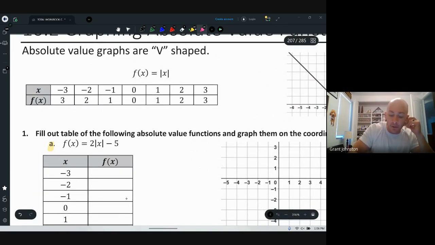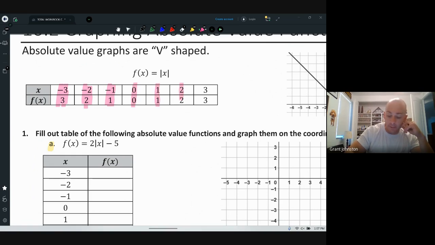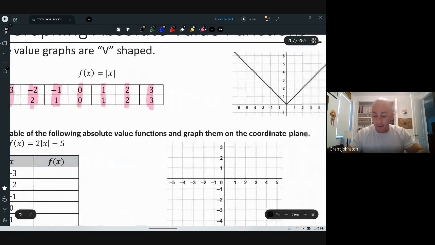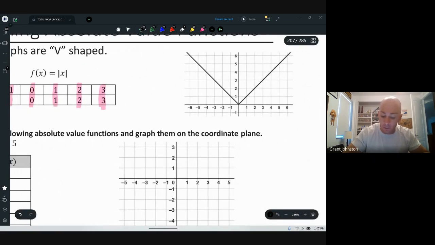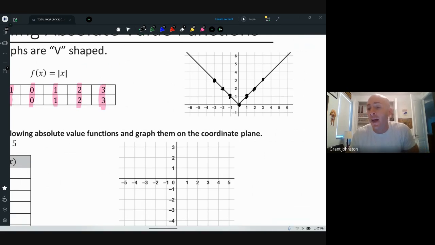The absolute value of -3 is +3, right? And the absolute value of -2 is +2. The absolute value of -1 is +1. The absolute value of 0 is 0. The absolute value of +1 is +1. The absolute value of +2 is 2. This is how it looks. At -3, it's at 3; at -2, it's at 2. That's why it looks like a V. So all absolute value graphs are going to have that V shape.